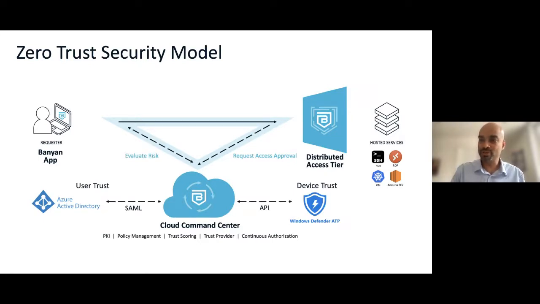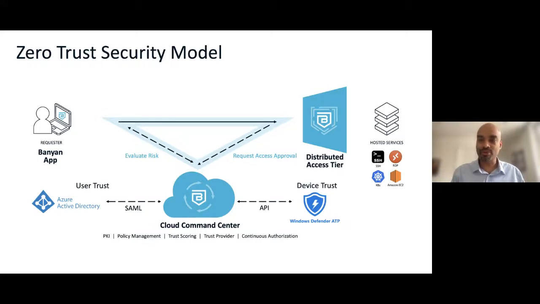So if a user was, say, to try to SSH into a server, that request comes back to a central command center for explicit authentication authorization. And in our partnership with Azure, we integrate with Active Directory to establish the user credentials, the user trust. We also integrate with Microsoft's device tooling, Defender, Intune, and so on to establish device trust.